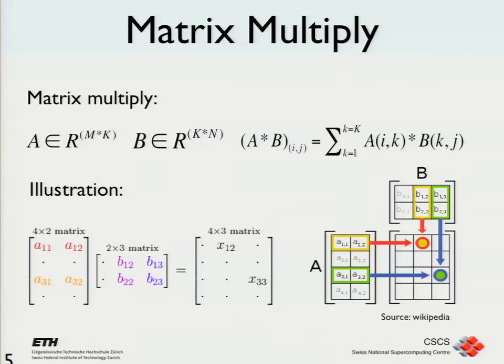So you all know this. This is the formula of matrix multiplication. As an illustration, you'll see that you multiply each line by each column of the matrices. So this line times this column will give you this entry. This line times this column will give you this entry. You will do this for all the lines and the columns of your matrix.